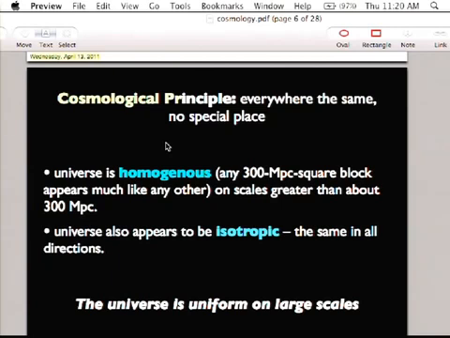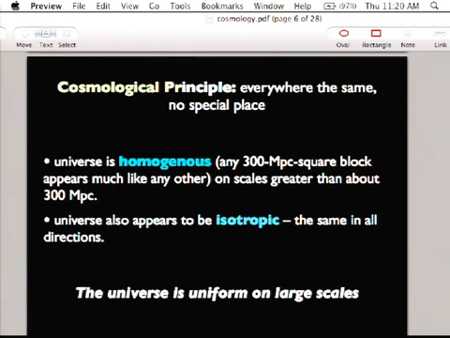If you draw a sphere of about 100 megaparsec at some place, and you draw another sphere at another place, the mass in those spheres is the same. So there is no preferred direction. And also, whichever direction we look, the universe looks the same. That means isotropic.